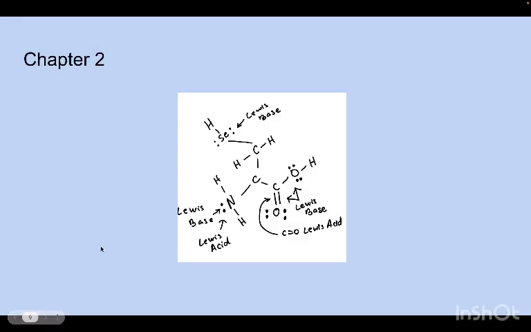So in this case, we have Lewis bases and Lewis acids. The ones with the lone pairs are the Lewis bases. And in this case, this one is a Lewis acid as well as a Lewis base. And in this case as well, the C double bond O is a Lewis acid, which in some cases can be both Lewis acids and Lewis bases.